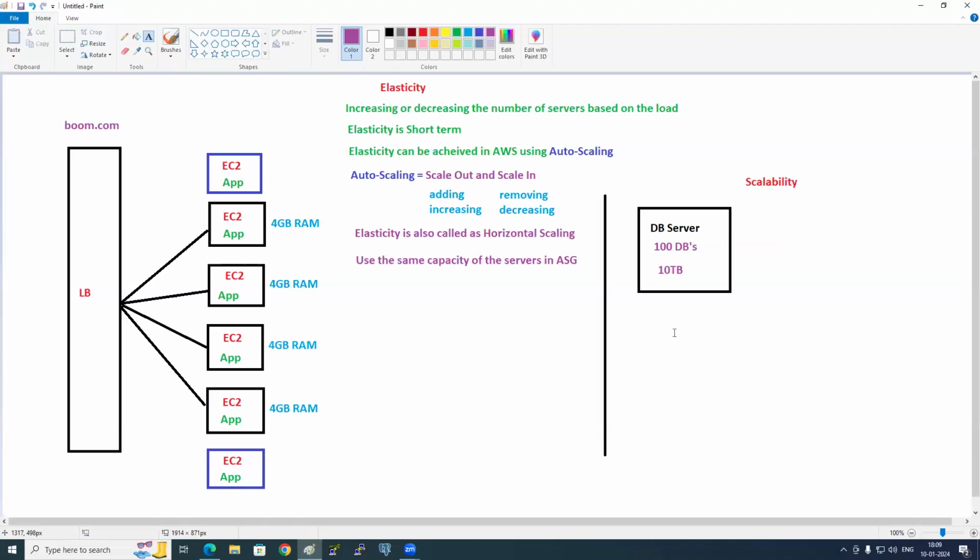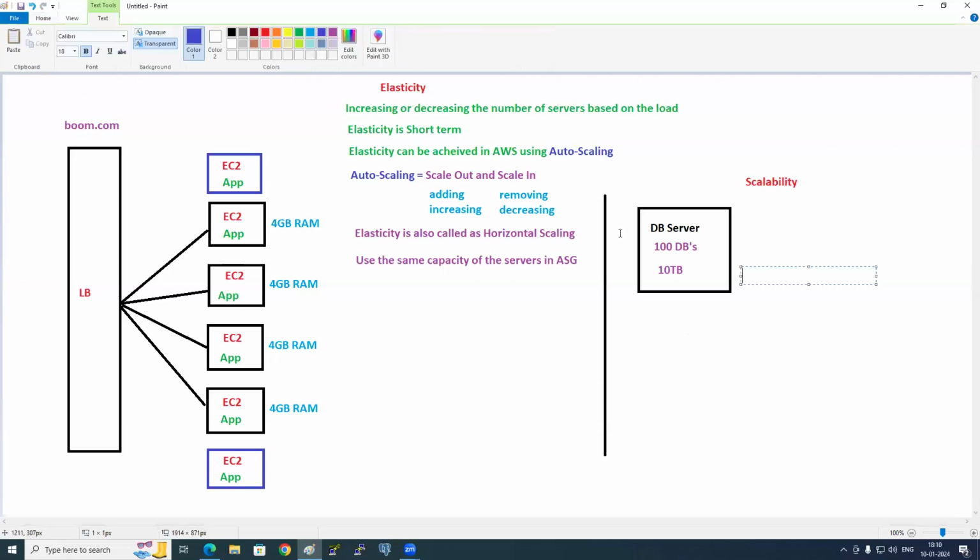Now, everyone started complaining to you, your employees, saying that the database server is slow. It's performing very badly. What will you do? Your laptop is slow. What will you do? Increase the RAM. If your laptop is slow, will you purchase a new laptop or will you increase the RAM? Here also you are increasing the capacity of the server. Let's say, for example, this has 8 GB RAM.